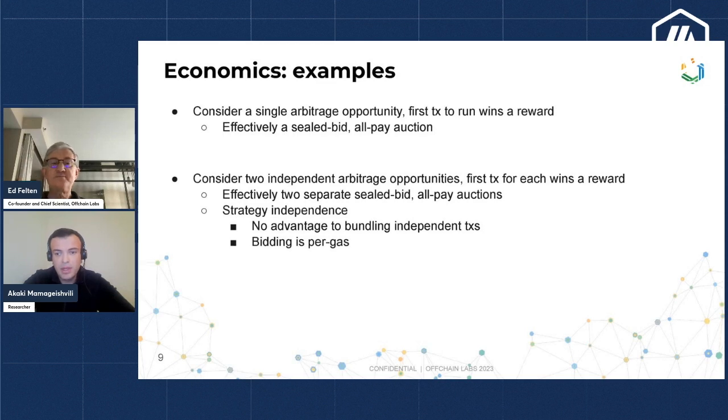So a big advantage of this proposal is that if there are multiple independent arbitrage opportunities and the first transaction wins a reward, then we get multiple separate sealed bid all pay auctions. And it doesn't make sense for searchers to combine two different transactions in one and bid for that, because bidding is happening per gas, and one low value transaction doesn't compensate for a high value transaction. Only if they have almost the same valuation and size, then maybe it makes sense to bid together.